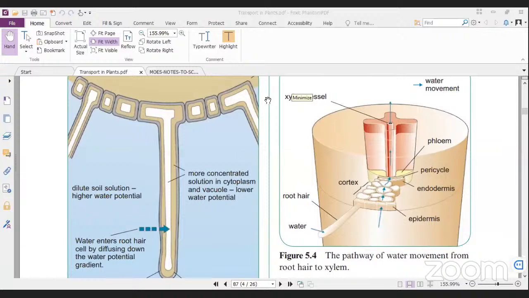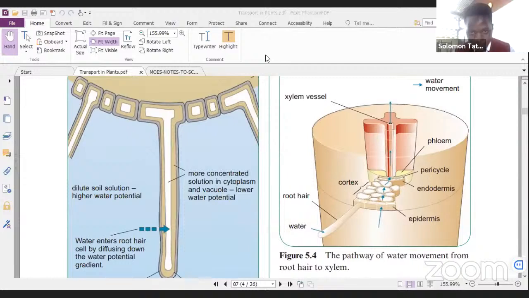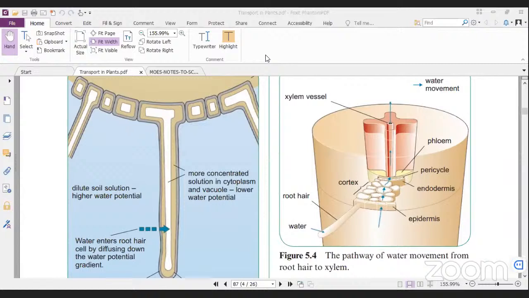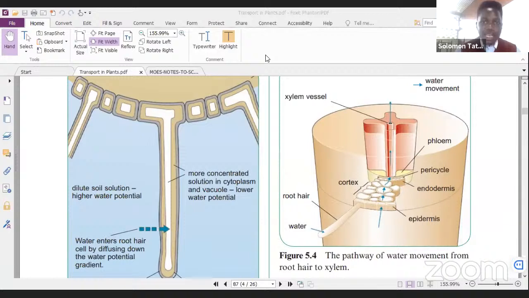Yeah, sir. Thanks for the opportunity. I read somewhere that the root nodules, they have a hemoglobin for transporting oxygen needed by the bacteria. Is it true? Okay, I read somewhere the root nodules, they have a hemoglobin for transporting oxygen needed by the bacteria. Is it true?